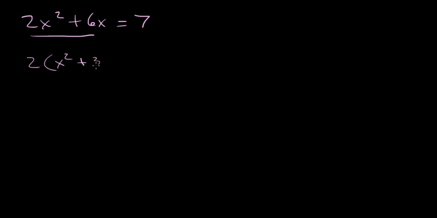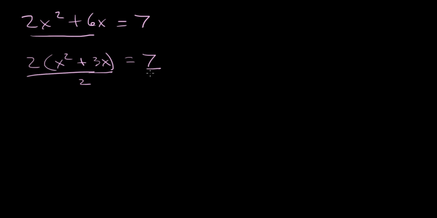Okay, so let's try one more here. We've got 2x squared plus 6x equals 7. And we're going to show you how to solve this using completing the square. The first thing I want to do is factor out 2 times x squared plus 3x. The reason for that is completing the square doesn't work with 2x squared on the front. So I'm going to get rid of that 2 on the front there, and that means I have to do this. Okay, equals 7. So now I divide by 2.